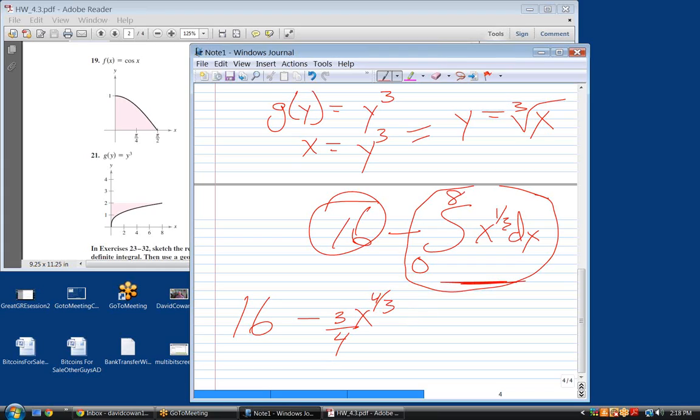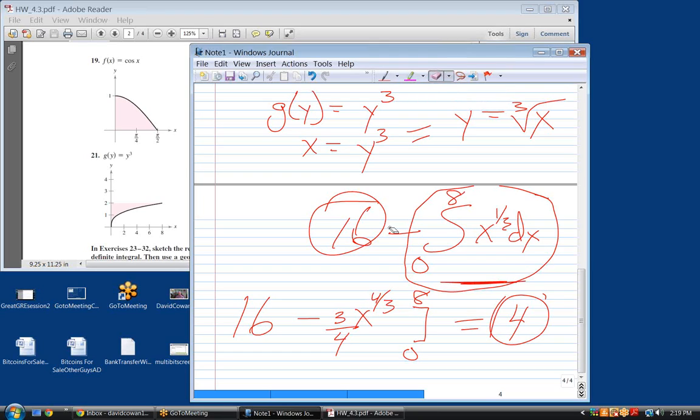Okay? And then I'm going to evaluate that from 0 to 8. And you're correct that when I put 0 in, this whole thing is 0. So the only thing I need to worry about is 8. The cube root of 8 is 2. 2 to the 4th power is 16. I'm taking 3/4 of 16. This whole thing is 12. 16 minus 12. There's the area right there. 1/4 of that rectangle is occupied by that.